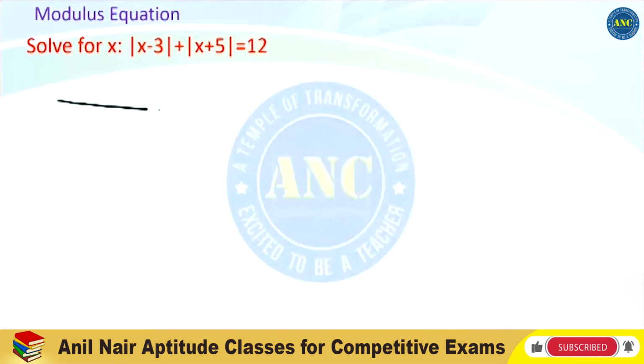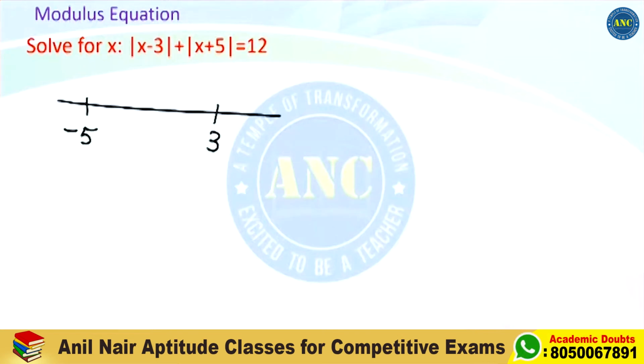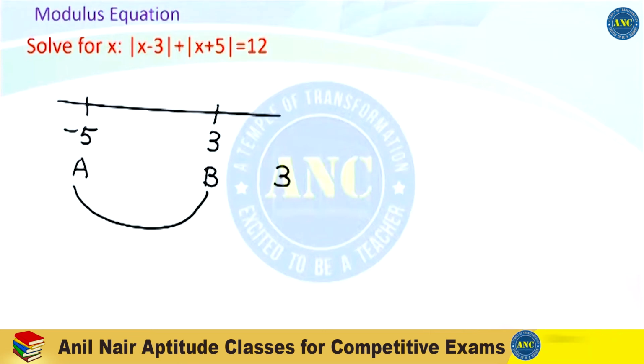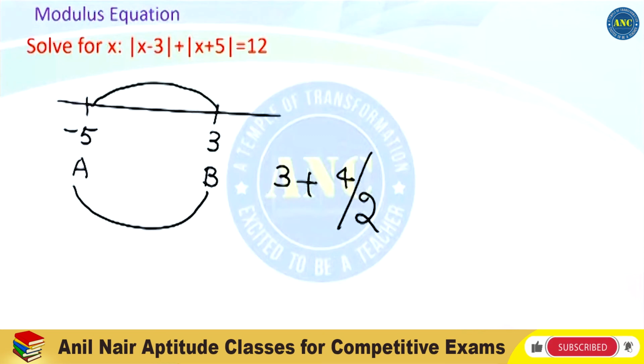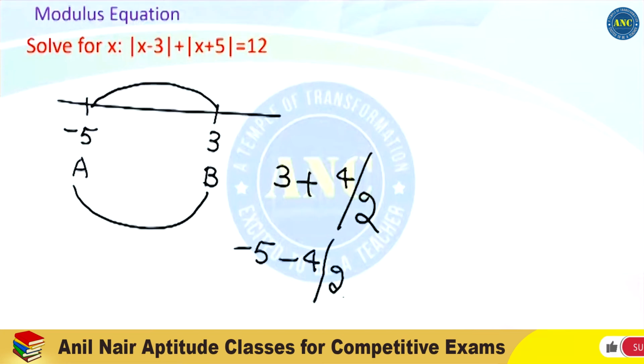Next one. The critical points of x are minus 5 and 3. A is at point minus 5, B is at point 3. A will go to B. 8 traveled. From 3, 8 traveled. Remaining is 4 units, by 2. Why by 2? A went to B, and A and B are going in the same direction. B went to A, 8 units. From minus 5, 4 units to the left hand side. 2 people will travel. A will go to B, B will go to A. I hope the idea is clear.